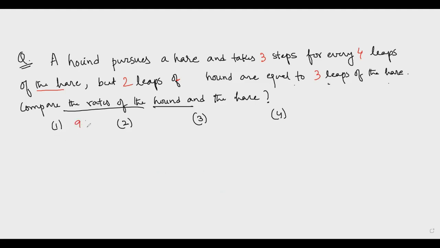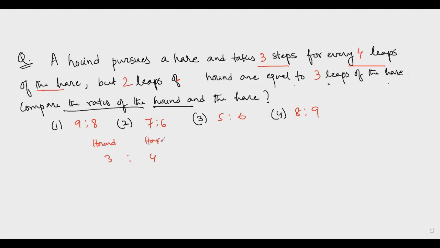So let me write down 9 is to 8, 7 is to 6, 5 is to 6, 8 is to 9. Okay. 9 is to 8. Okay, I just write the data here, 3 and the 4. This is how.